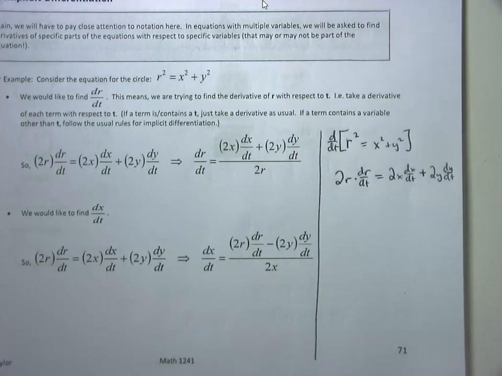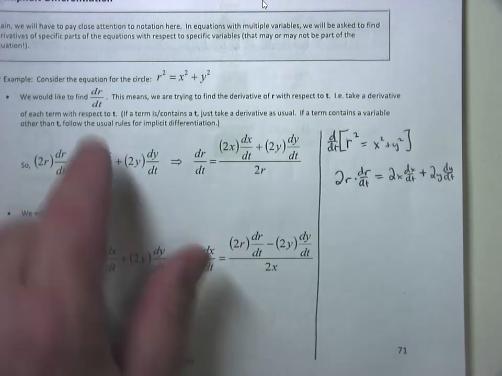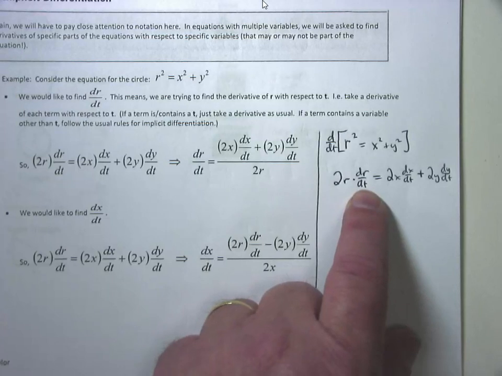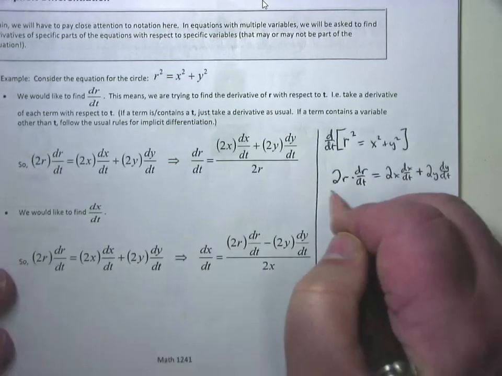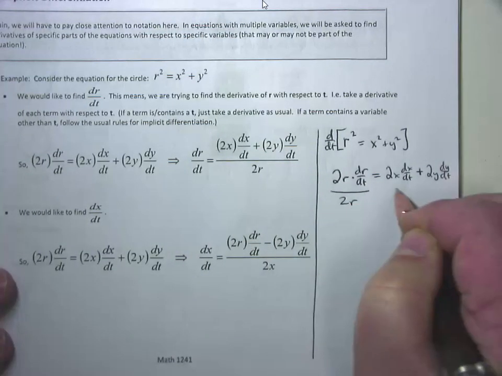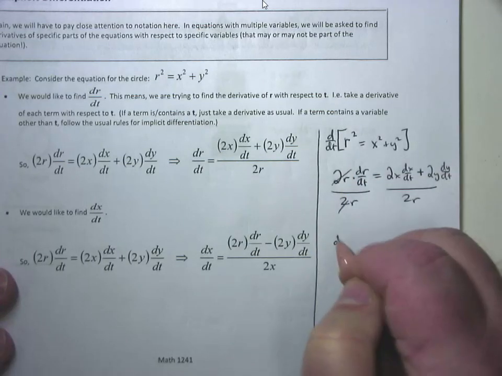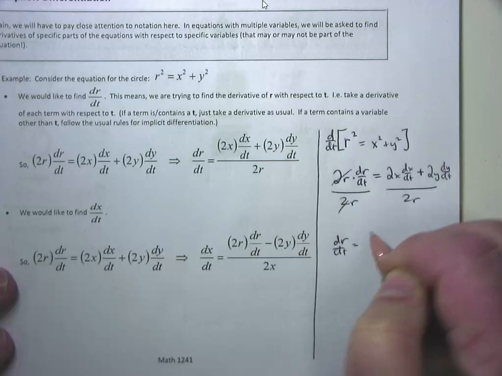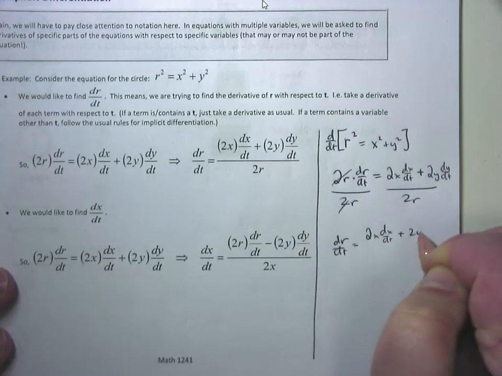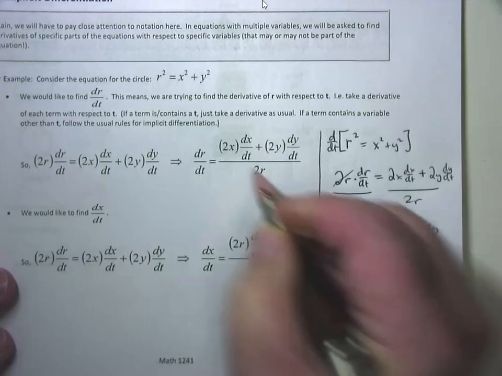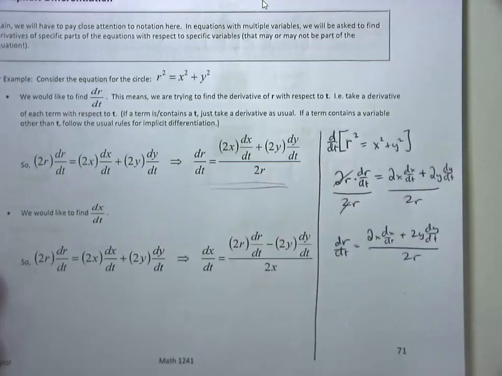Now, which one do you want to solve for? Well, in this problem, they said solve for dr over dt. Well, no problem. There's dr over dt, getting by himself. To get him by himself, I divide both sides by 2r, and I get my equation: dr over dt is equal to 2x dx over dt plus 2y dy over dt, divided by 2r, and this basically matches up with this guy here.